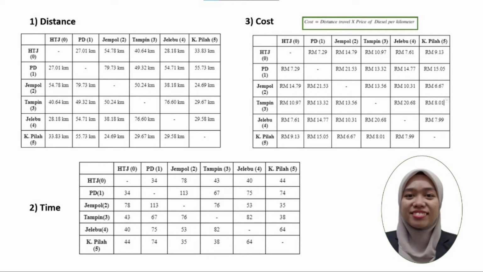Another assumption is the distance and time, which are obtained by using the Google Maps application. The last assumption is the cost, with the cost formulation of distance traveled multiplied by the price of diesel of 27 cents per kilometer.